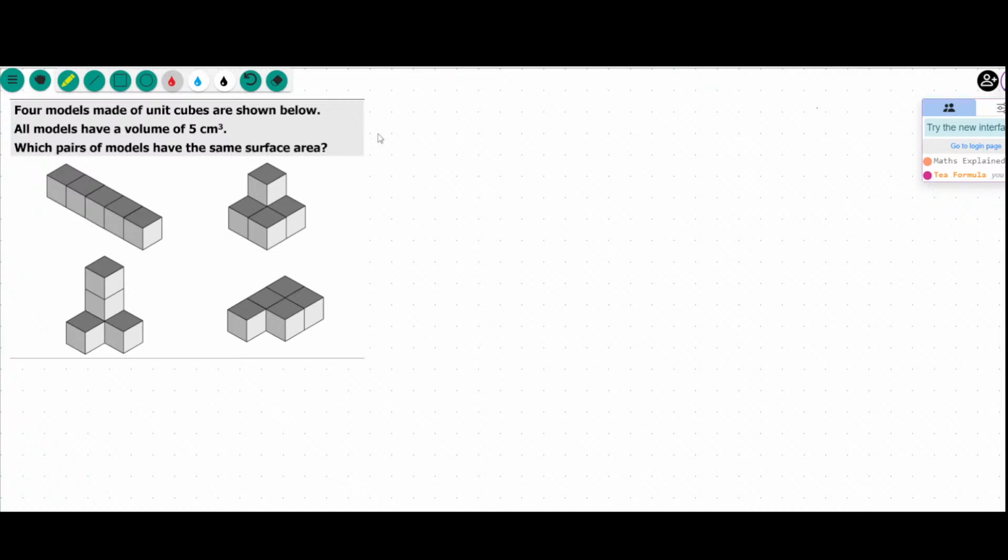I don't know if anyone's actually in the chat yet because I can't see, but we have a little starter here for people to think about. Maybe in about 5 minutes we get started. If you're rewatching this, you can skip this bit if you want, or take part. Have a look at these cubes down here. They're all modelled with unit cubes, and they've got a volume of 5 centimeters cubed. Just something to think about. Which pairs will have the same surface area?